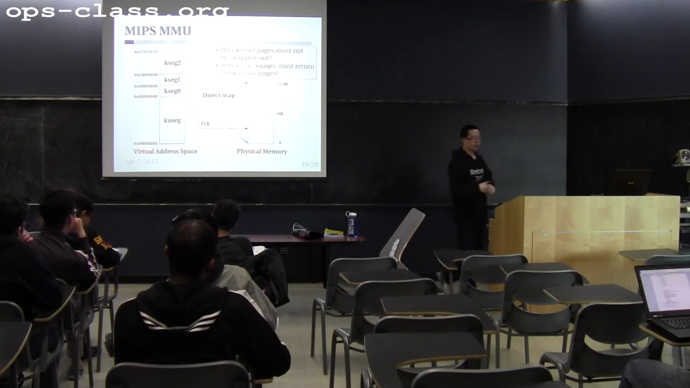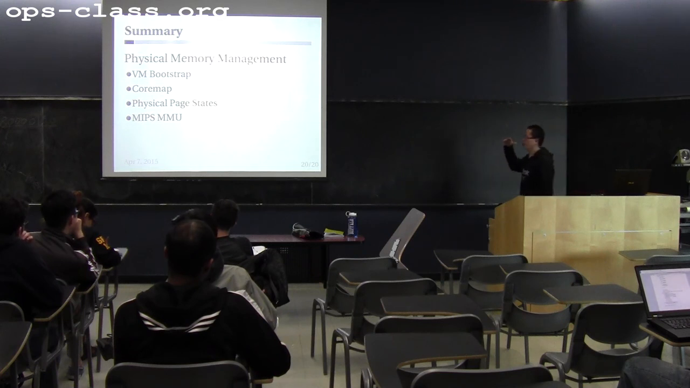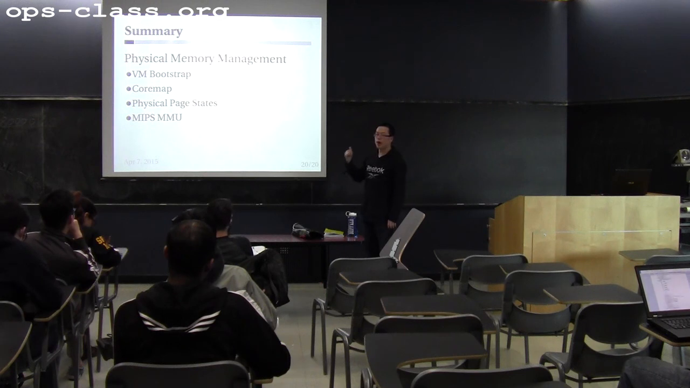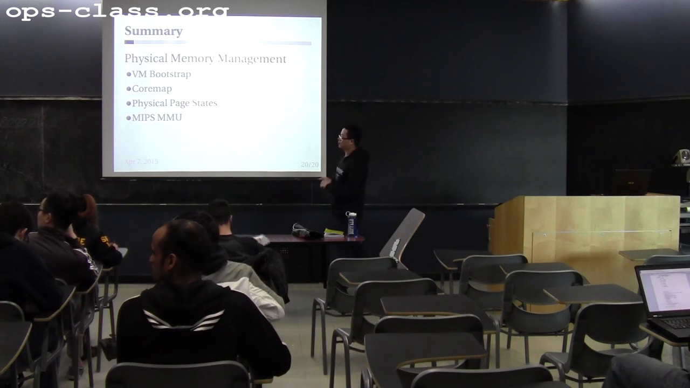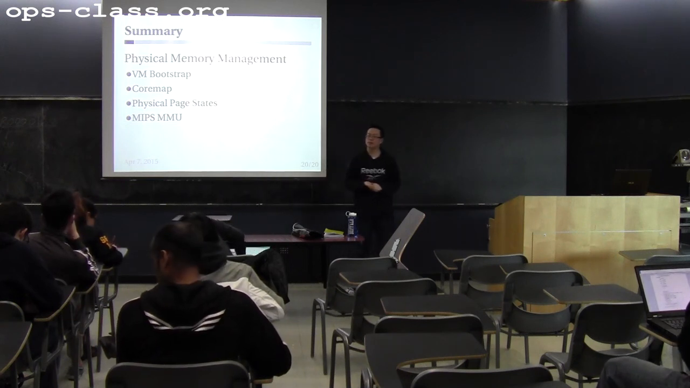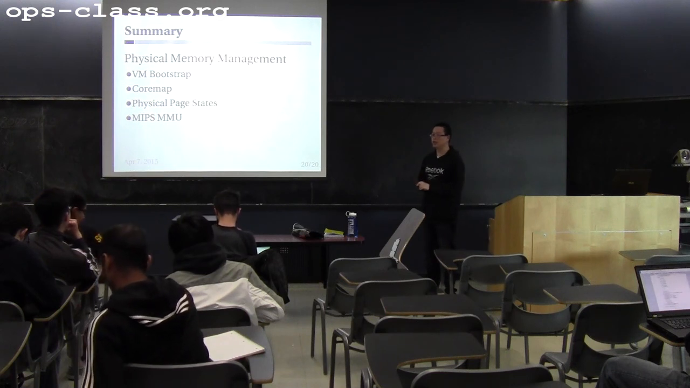So this is how the MIPS virtual memory to physical memory mapping works. To summarize, today we talked about how the virtual memory system bootstraps, how to figure out how many physical pages are available, how to initialize the coremap and the status of the physical pages, and also how MIPS deals with all those virtual memories. Okay. Next time, we'll talk about user address spaces.